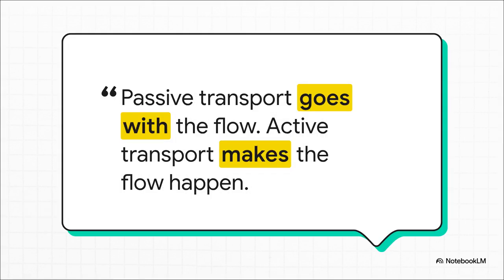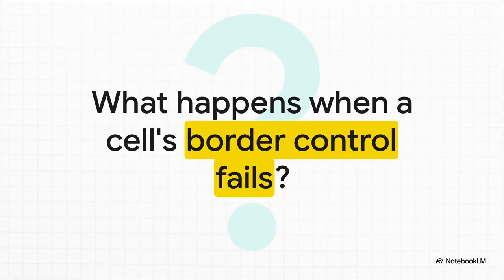So really, if you want to boil it all down to one single idea, it's this. Passive transport just goes with the flow. It takes advantage of a natural process. But active transport, it makes the flow happen. It creates the conditions the cell needs to survive. So at the end of the day, it's pretty clear this border isn't just a wall. It's an incredibly complex, energetic, and absolutely vital system. Which kind of leaves us with one last big question. What do you think happens to us, to our health, when this sophisticated border control starts to break down?